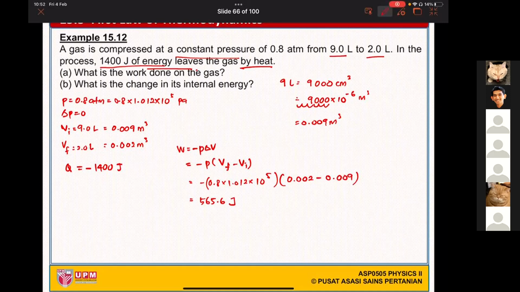What is the change in internal energy? Dia suruh cari change in internal energy. So the change in internal energy adalah sama dengan delta U. Gunakan first law of thermodynamics. First law of thermodynamics state that the change in U equal to Q plus W. Jadi Q kita dah ada. Negatif 1400. W pun kita dah ada. Kita dah kira kat atas. So kita tambah saja 565.6. So dapat apa?